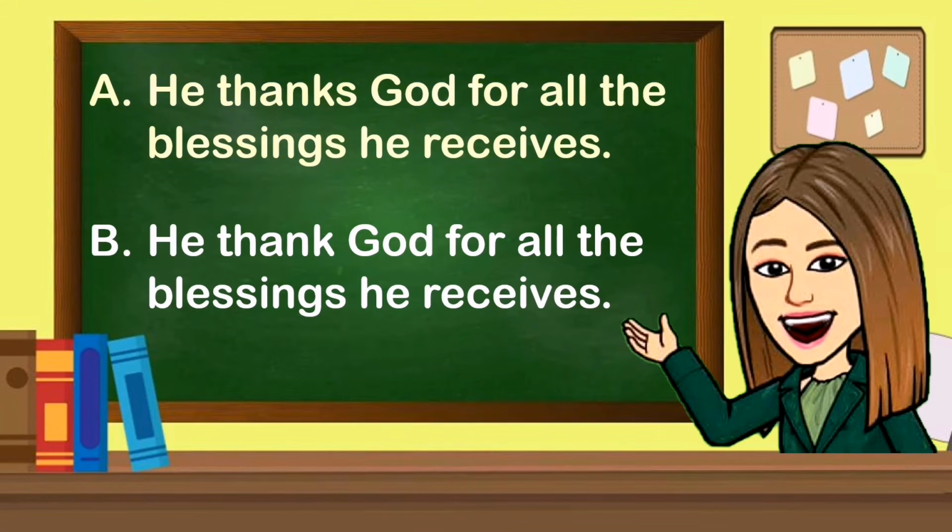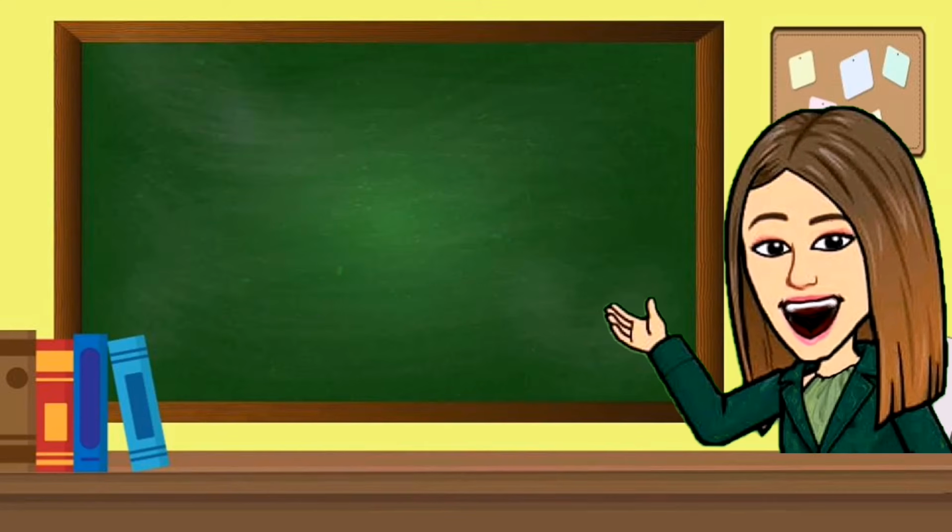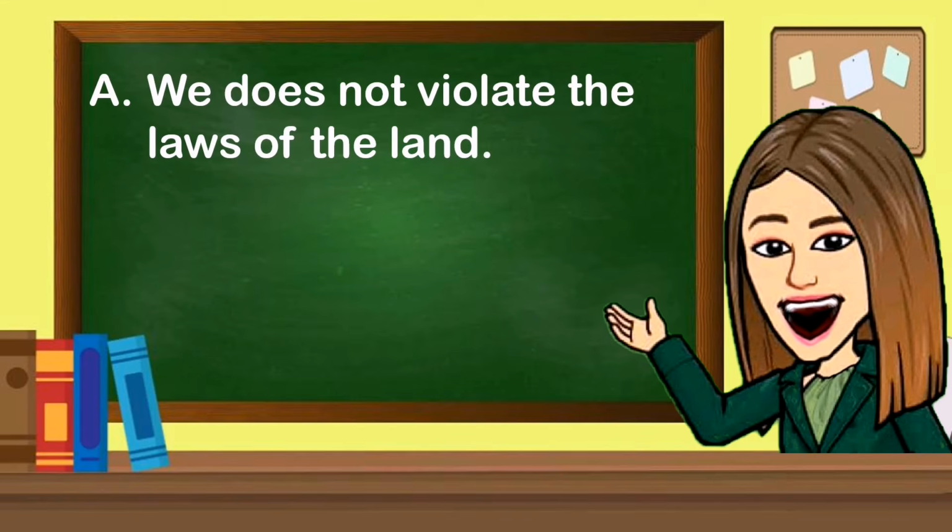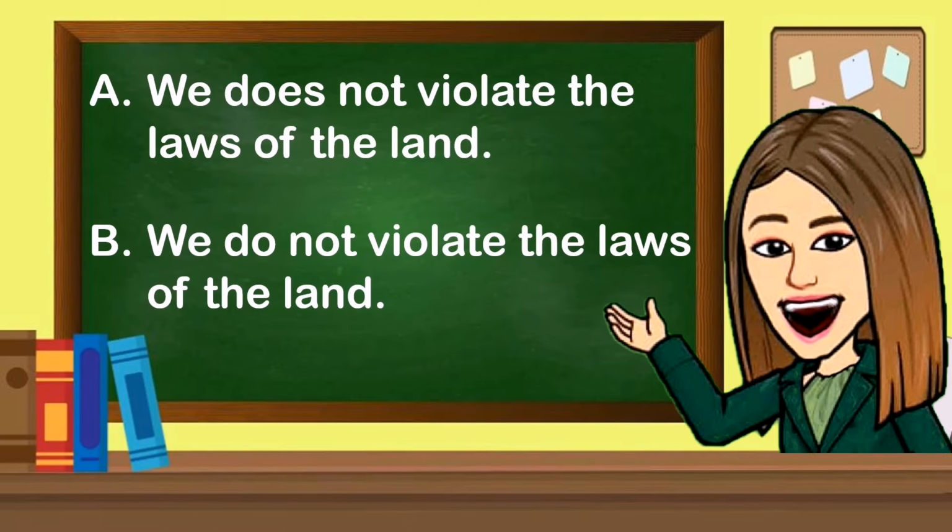So the correct answer is sentence A. He thanks God for all the blessings he receives. So the subject is he and the verb is thanks. Next set of sentences. Set A. We does not violate the laws of the land. Sentence B. We do not violate the laws of the land. So which sentence used the correct simple present tense of verb?